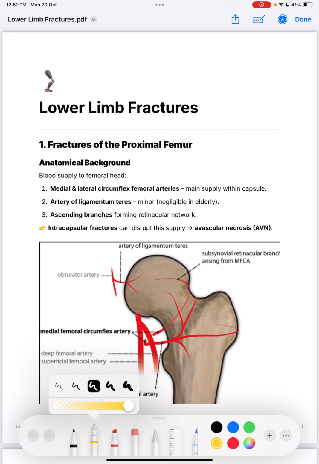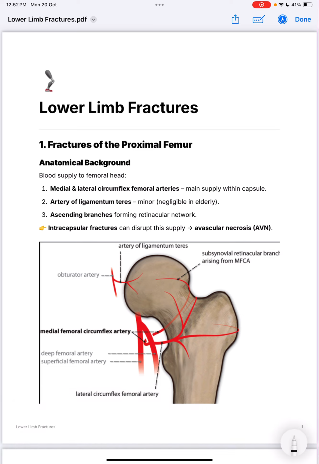Okay, so we're gonna be looking at lower limb के जो fractures हैं. So we're gonna start with the proximal femur. So the proximal femur का थोड़ा सा anatomical background अगर हम revise करें तो we need to know what the blood supply is. वैसे इसकी कोई ज़्यादा अहमियत नहीं है, but just to revise.